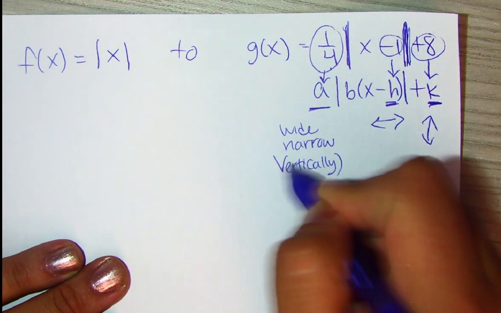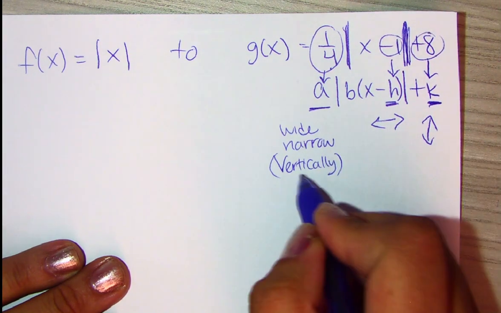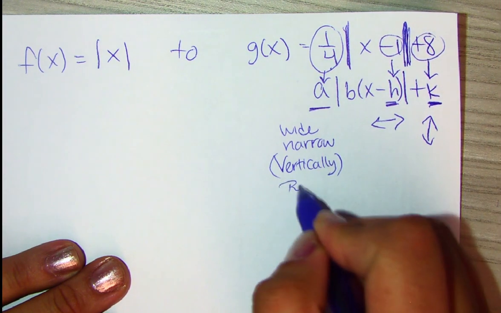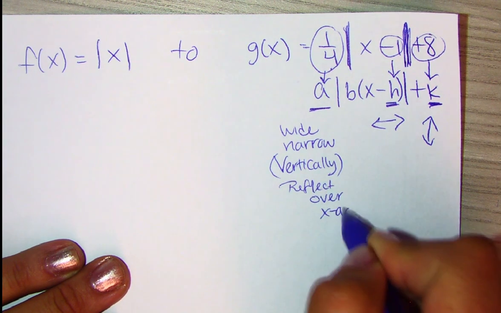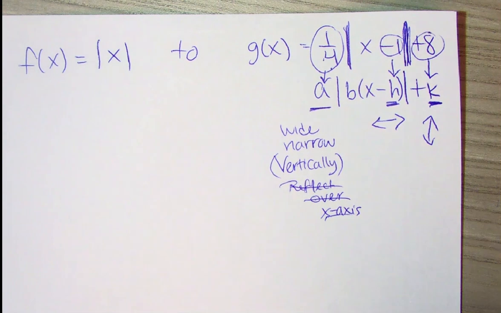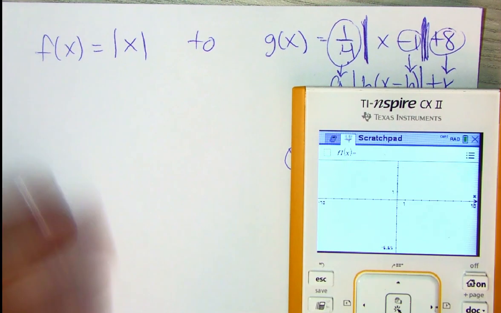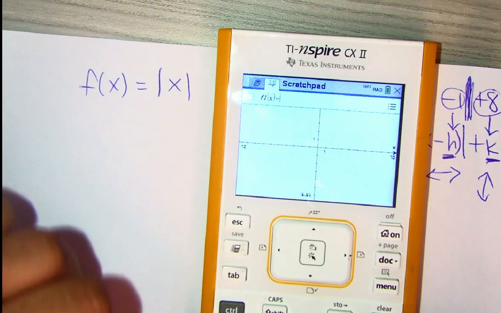So b value is horizontally, a value is vertically. And then also a value tells you that it reflects over x axis, if of course it's negative, but it's not, so it's not going to have reflection. All right, so let's go ahead and sketch that in our calculator. So we're going to graph f of x is the absolute value of x.